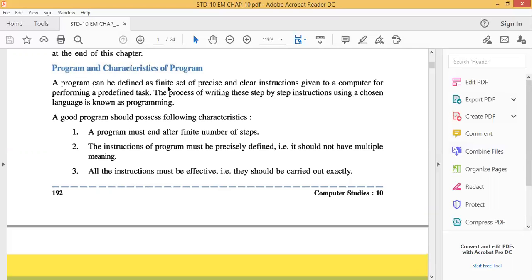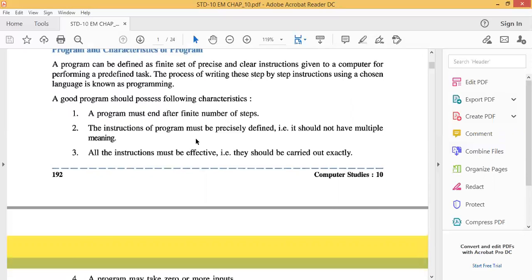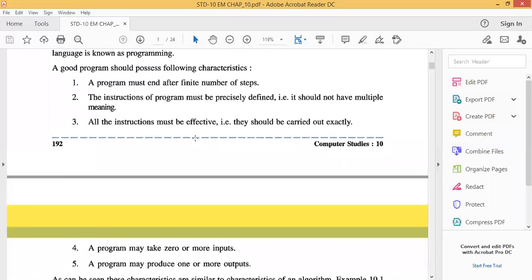A program can be defined as a finite set of precise and clear instructions given to a computer for performing a predefined task. And the process of writing these step-by-step instructions using a chosen language is known as programming. A good program should possess the following characteristics. If you want to write a good program, you must follow these characteristics.